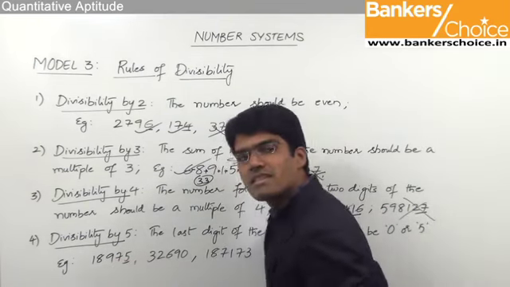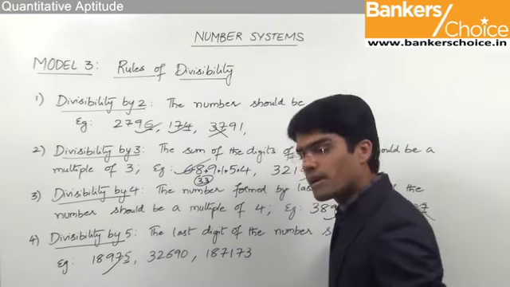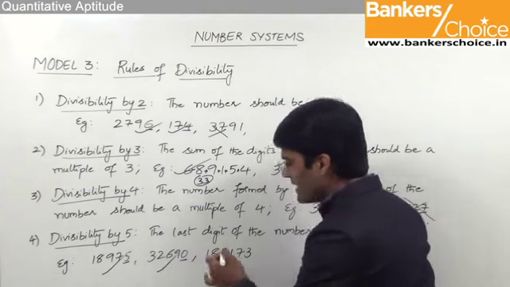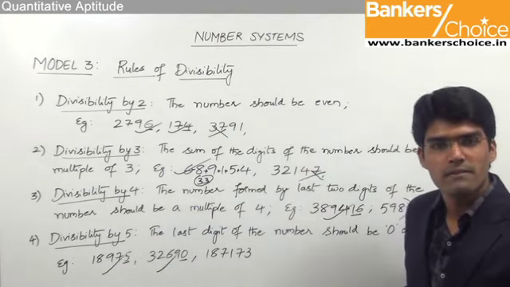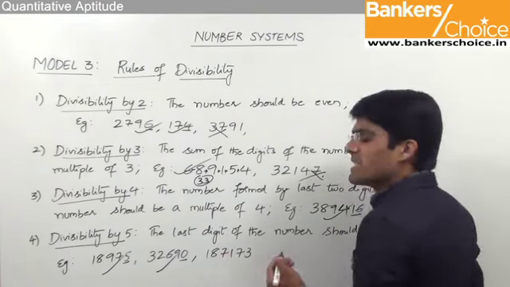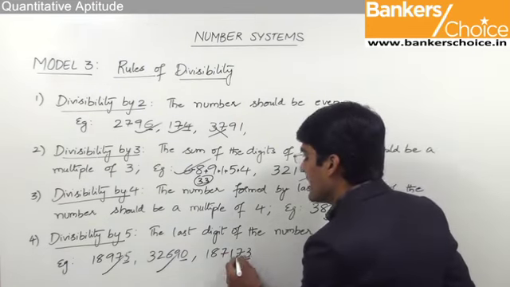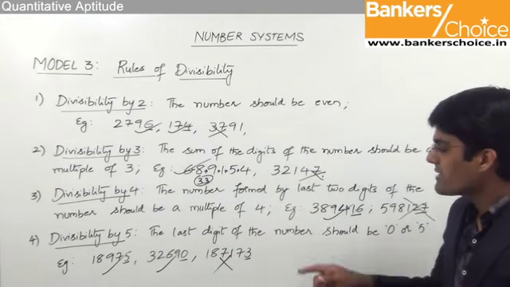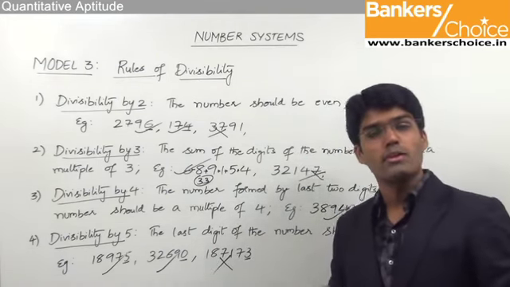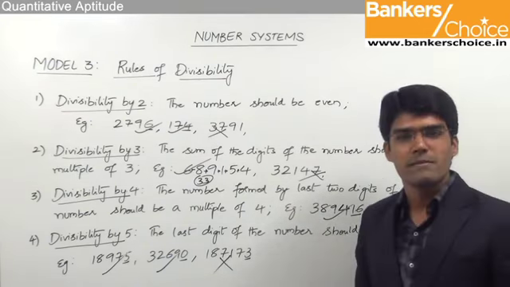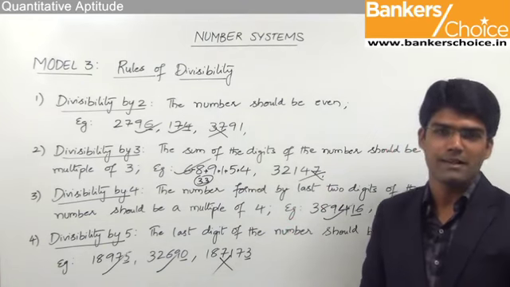Here the last digit is 5. So this is divisible by 5. In the second example, 32690, the last digit is 0. So hence this number also is divisible by 5. But in the last case here, that is 1,87,173, the last digit is 3. And hence we can say that this number is not divisible by 5. Why? Because it should either be 5 or 0 for it to be divisible by 5. So this is how we can verify the divisibility of 2, 3, 4 and 5.